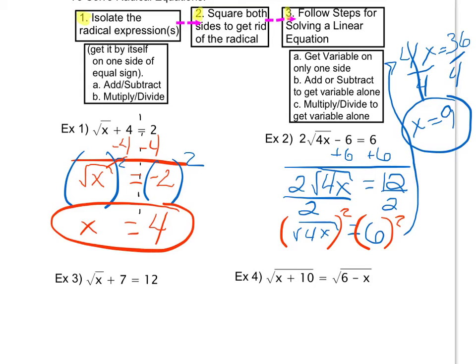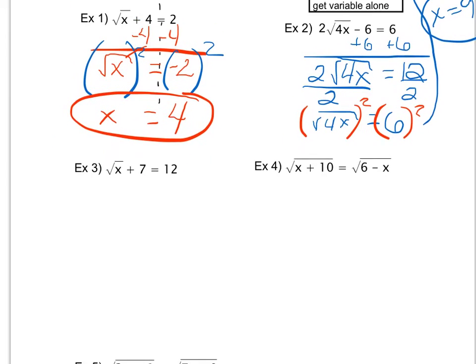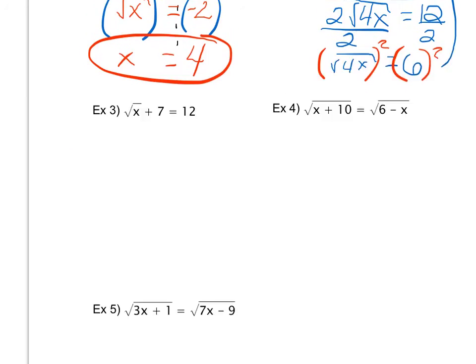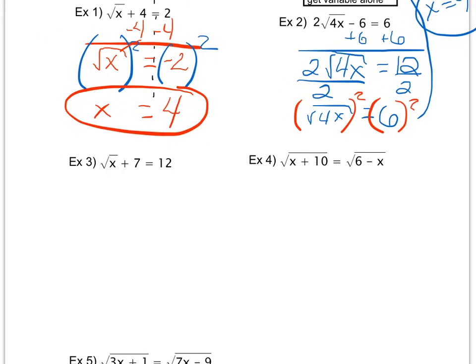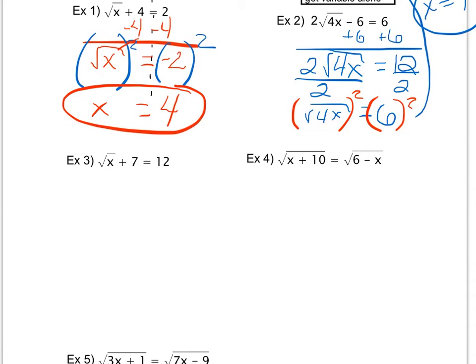And again, I can always plug that back in to check my answer. Moving on to examples 3 and example 4. I can no longer see my steps, but you should be able to see them on your paper.